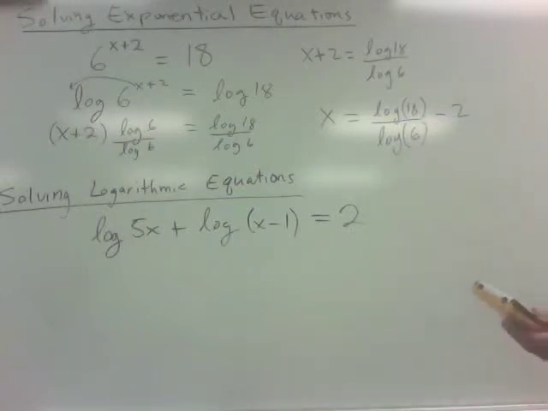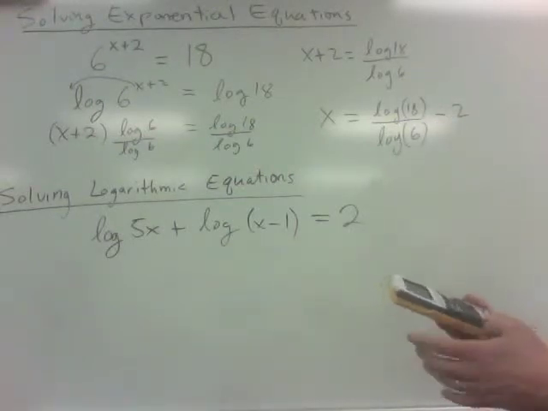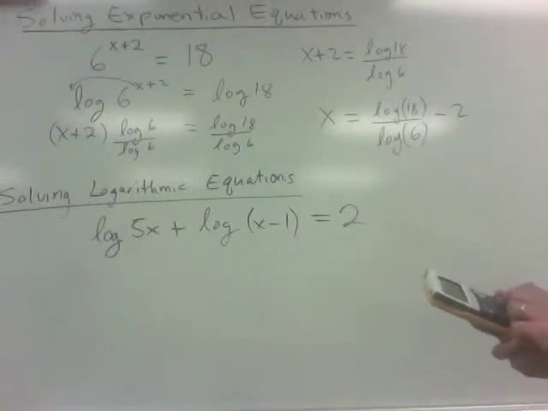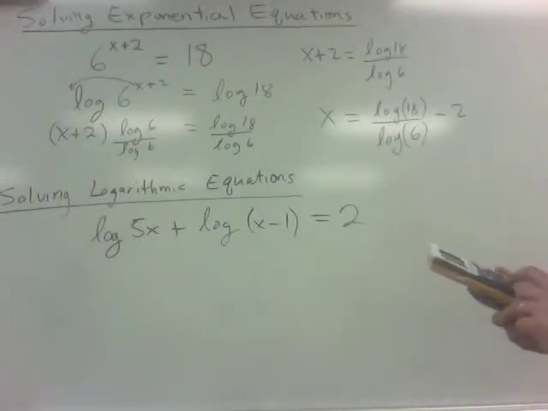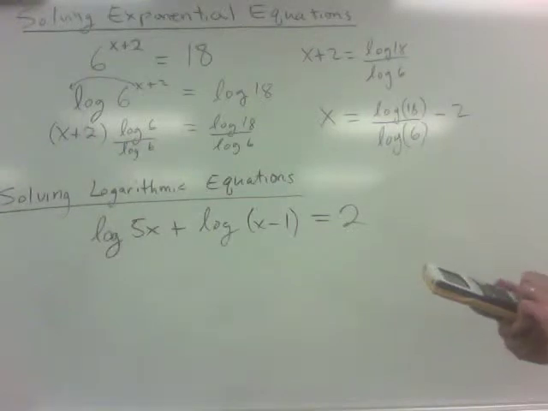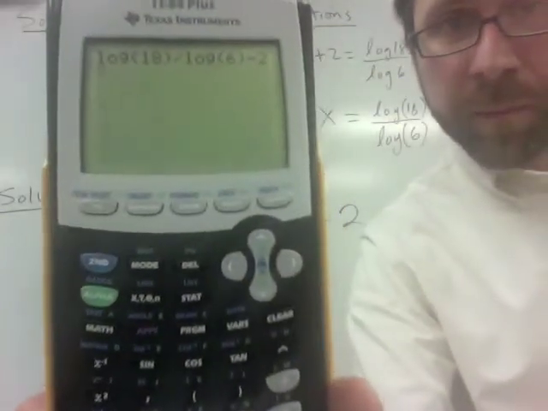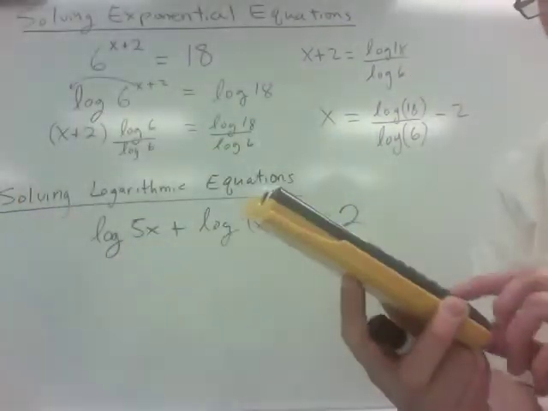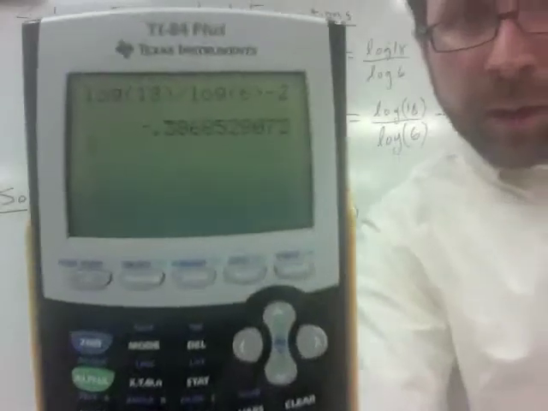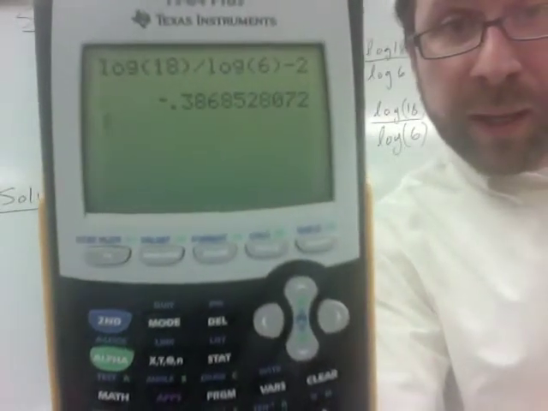From there, it's just using the calculator. You've got your log button on your calculator. You can just type it in: the log of 18 divided by the log of 6 minus 2. So just like that, it gives me about negative 0.39.